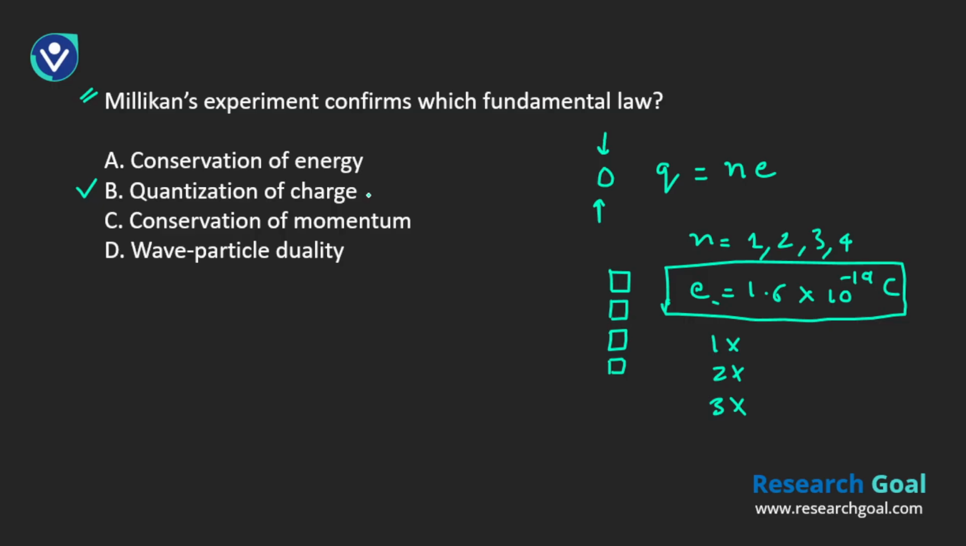Why are the other options not correct? Conservation of energy was not directly tested. Forces were balanced, but energy transformations were not the focus of that experiment. And C, no momentum was measured in that particular setup, so he was not focused on momentum. Wave-particle duality was later confirmed by the photoelectric effect, so this option is also incorrect.